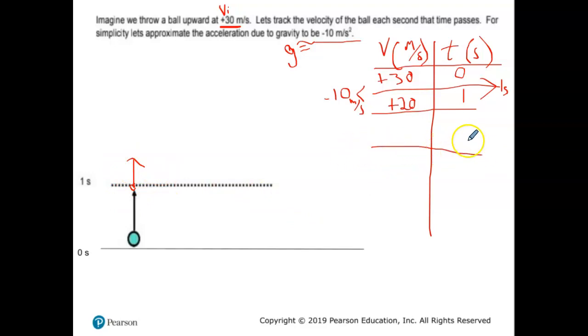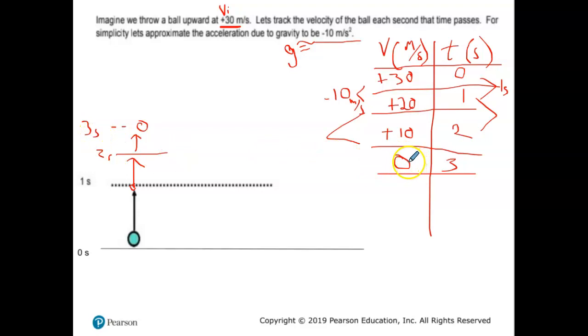If we keep tracking this at 2 seconds, we've had another 1 second time interval, so we'll have another change in velocity by 10, negative 10. So 20 plus negative 10 gets you a positive 10. So this might be at 2 seconds. And the arrow's gotten smaller. If we keep going 3 seconds, it's going to be going 0. So this is an important point here. So I'm going to draw the ball. We'll say this is the 3 second time interval.